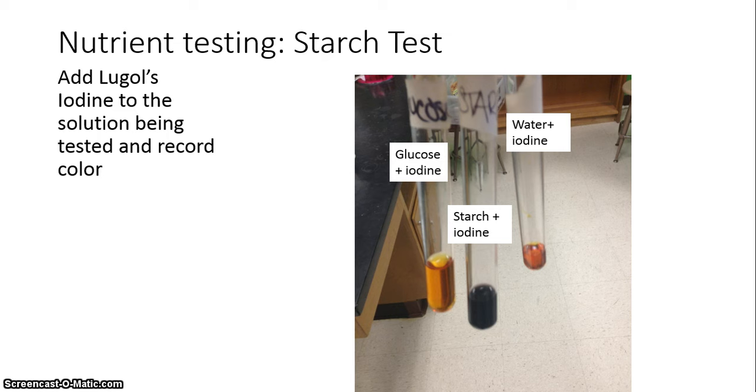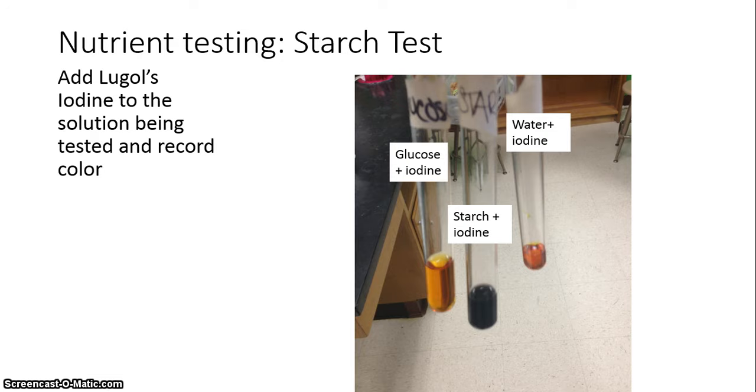So you'll notice here, this is the starch test with Lugol's iodine. You added some iodine to 3 solutions. One was glucose, one was starch, and one was water. So glucose plus iodine and water plus iodine stayed that amber color, and so that's what a negative test looks like. But when you combined the iodine with starch, it turns that blue-black color, so that was a positive test result.